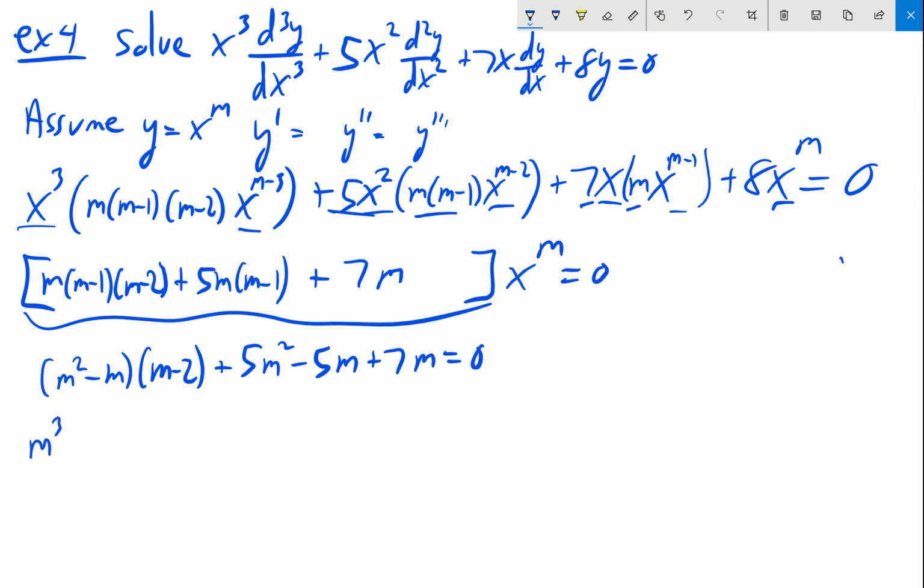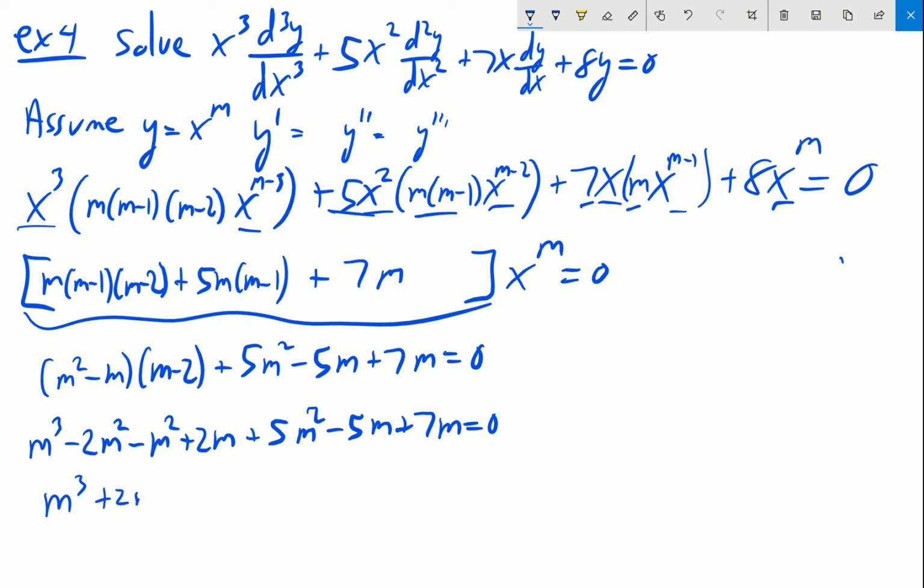Let's expand this. You would get m cubed minus 2m squared minus m squared plus 2m plus 5m squared minus 5m plus 7m equals 0. Combining like terms, we have m cubed. Negative 2 minus 1 is negative 3 plus 5, which should give us positive 2m squared. That takes care of all of these terms. And then 2 minus 5 plus 7, that's negative 3 plus 7, which would be 4m. And then I realized I forgot this little guy over here. Don't forget him. Plus 8 equals 0.